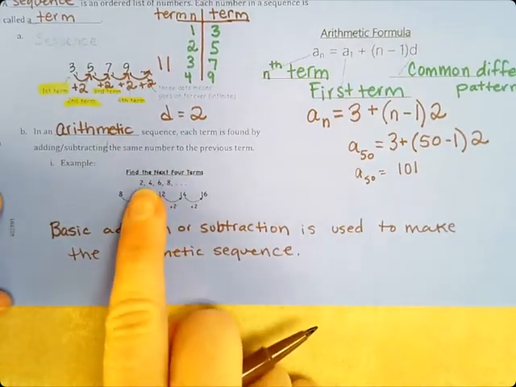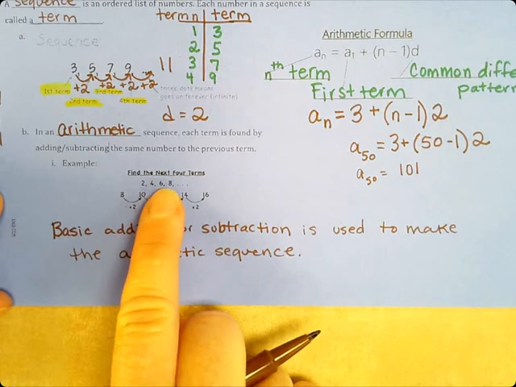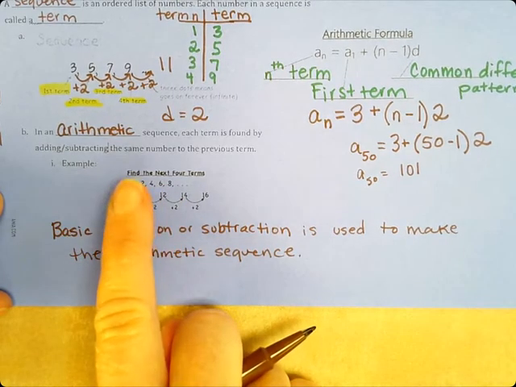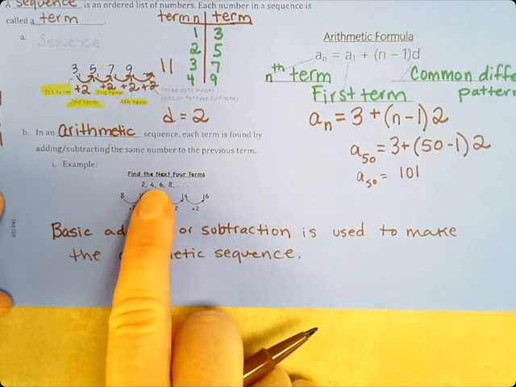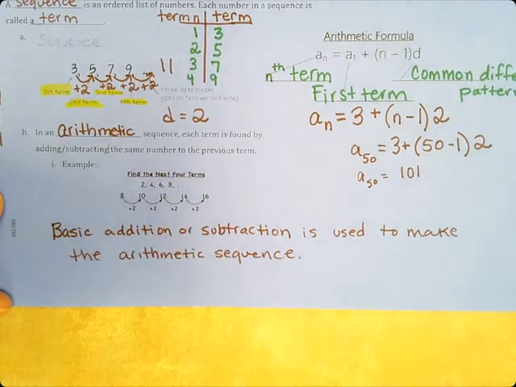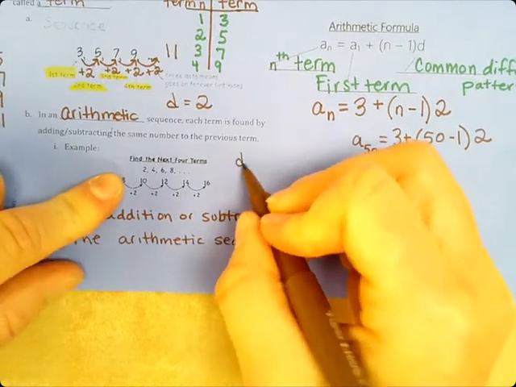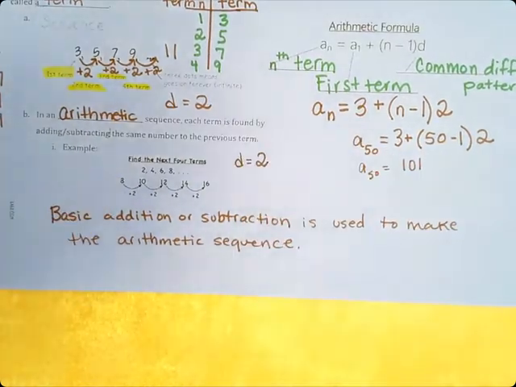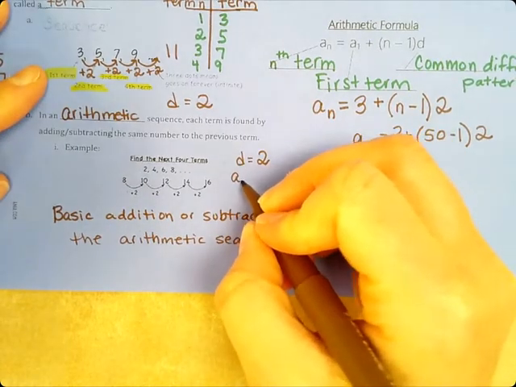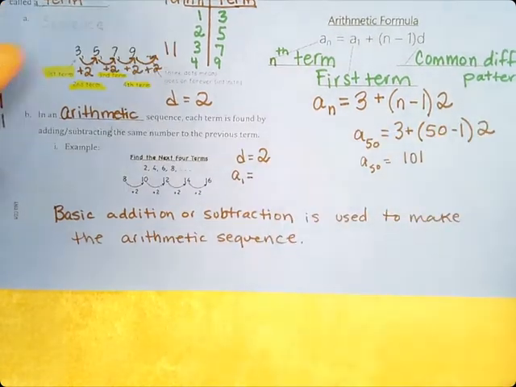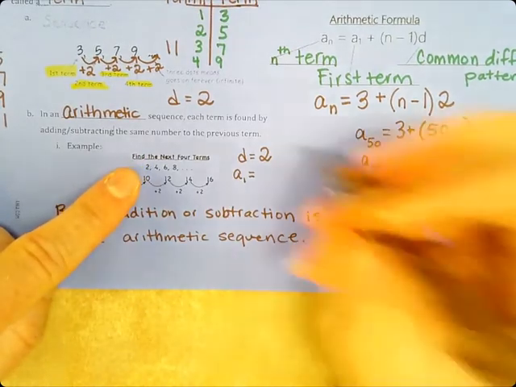So we have an example, 2, 4, 6, 8. What is the pattern on this sequence? 2 to 4, 4 to 6. What is it? Plus 2. So that's your common difference. So you can write D equals 2. And to write the formula, we would need to know also what the first term is. What is A1? It's 2.